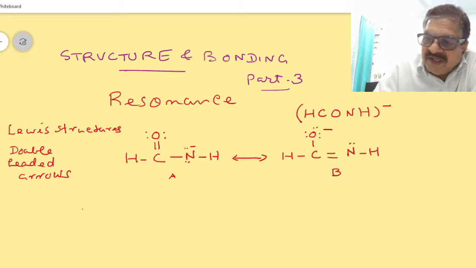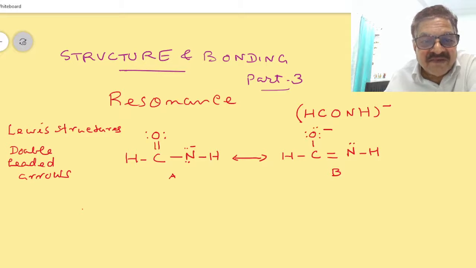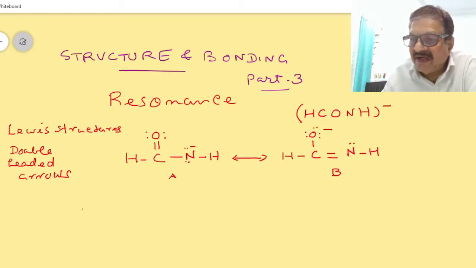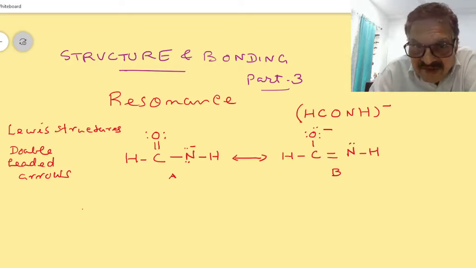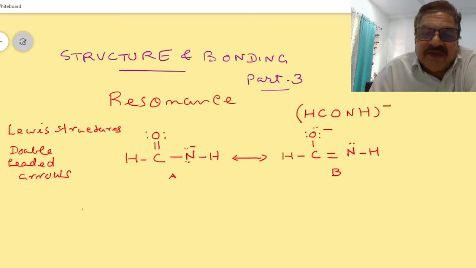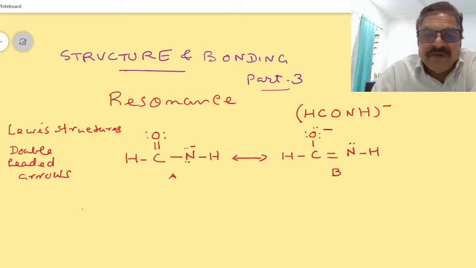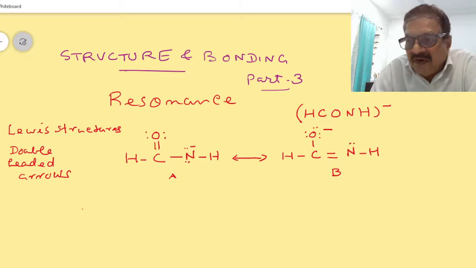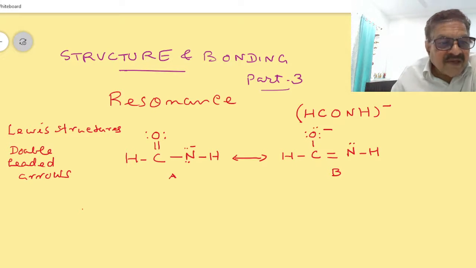Here we have drawn A and B. These are not real structures. The real structure is a combination; that is what we want to say. These are all imaginary structures. These resonance structures are not real; they are fictitious, imaginary structures. So an individual resonance structure does not accurately represent the structure of a molecule or an ion. Only the hybrid, the resonance hybrid, does.